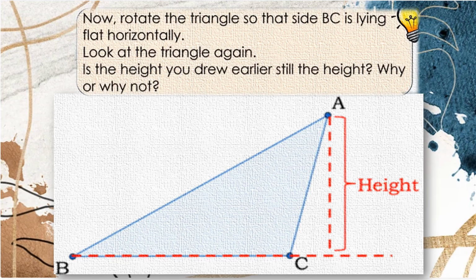Now let's rotate the triangle so that side BC is lying flat horizontally. Now, let us look at the triangle again. Let us rotate the triangle, and BC now is our base since it's lying flat horizontally. So, do we have the same height? Yes or no? Okay, then why or why not?